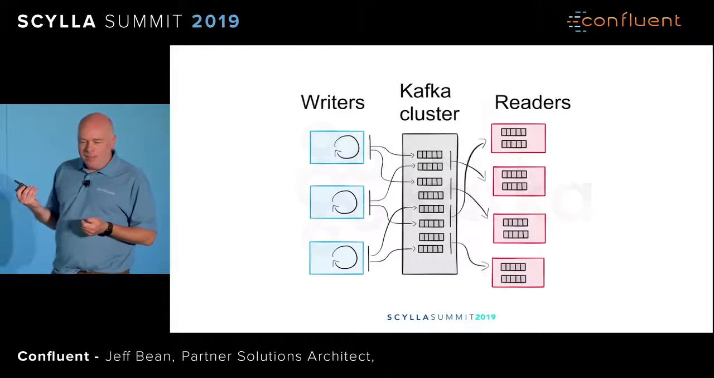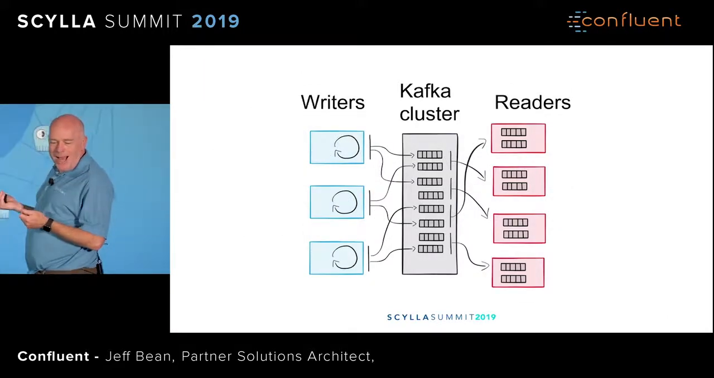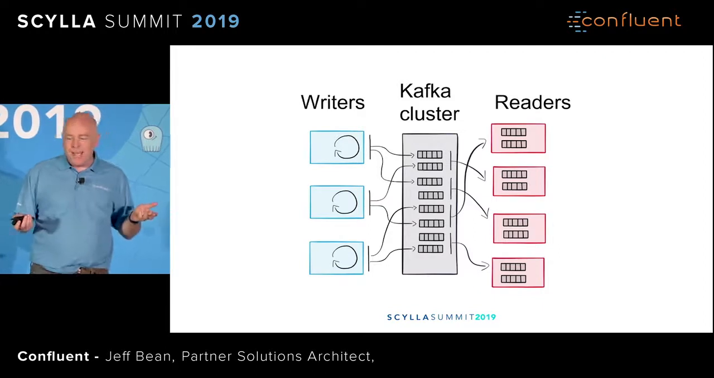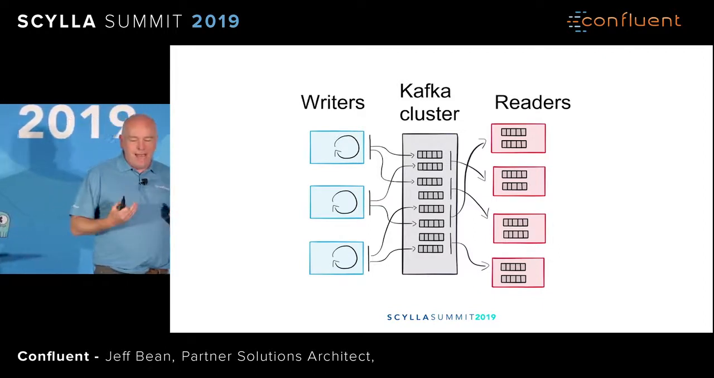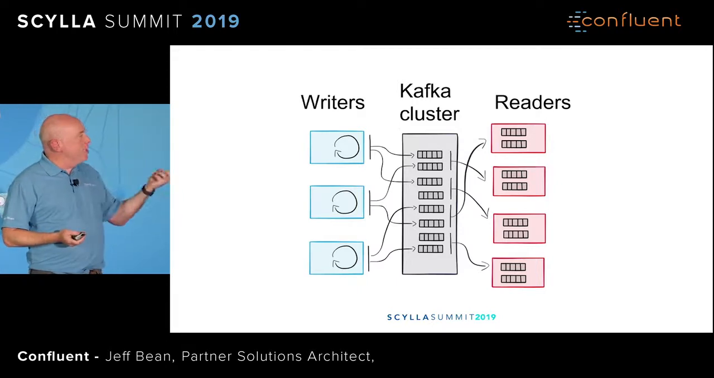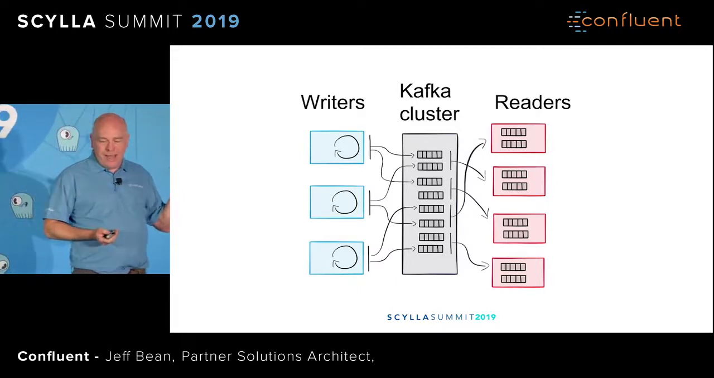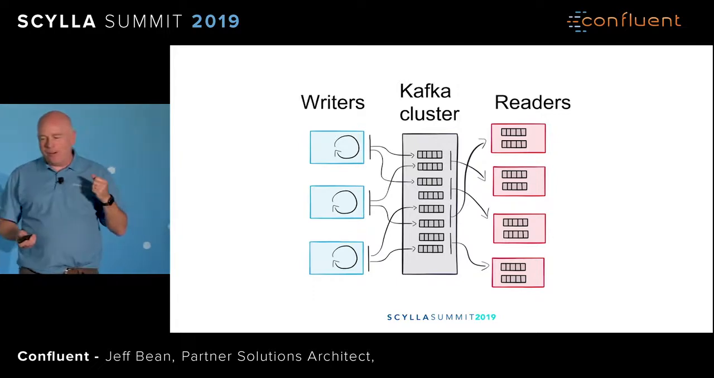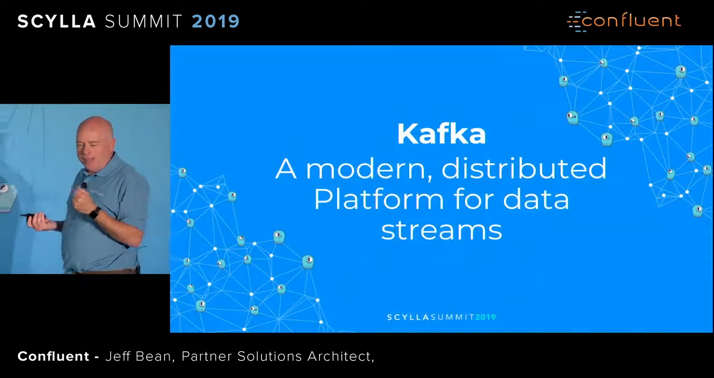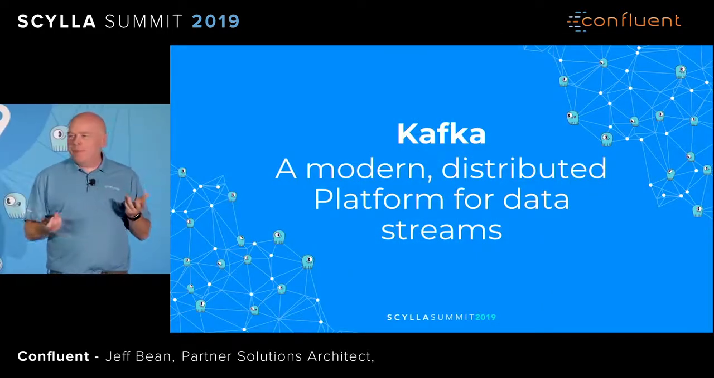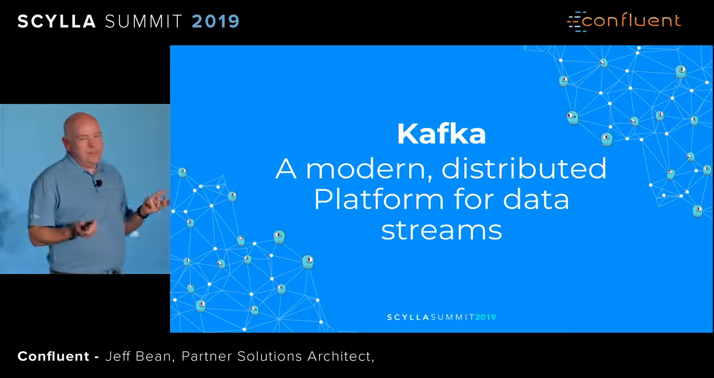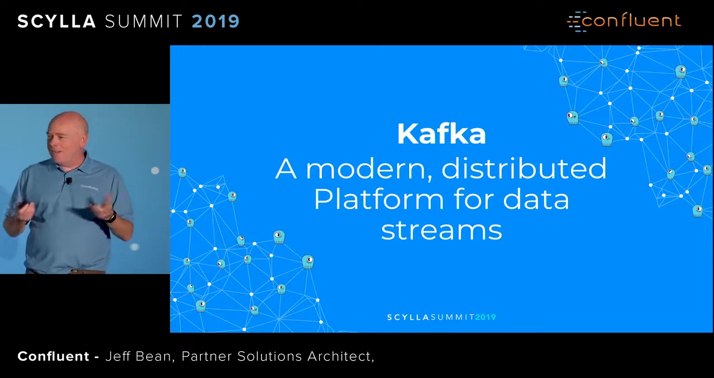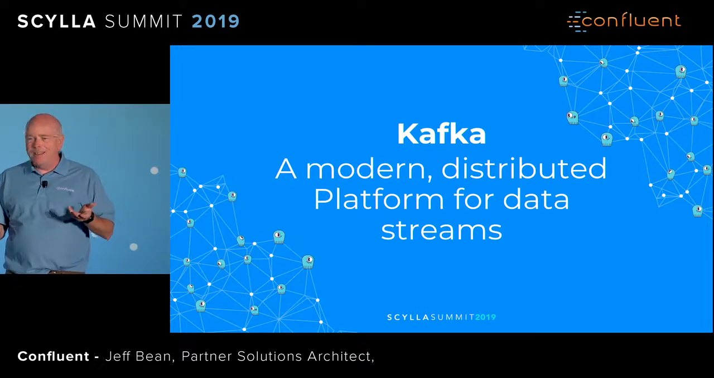What is it? At a high level, it's a pub-sub messaging system. You've got writers writing into a Kafka cluster, readers coming out of it. However, the data is stored locally on a cluster of brokers, and those consumers subscribe to topics and read from it. However, it's not just pub-sub. Pub-sub has been around for a long time. I've been in the big data business for about 8 years, and when Kafka first came out, it just kind of looked like a message queue.